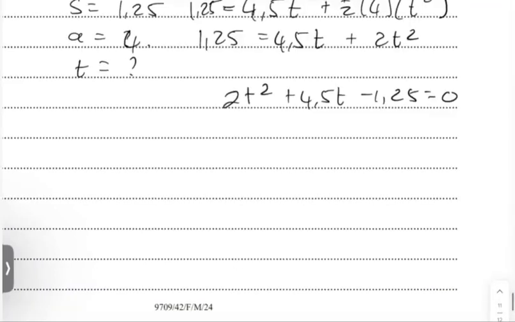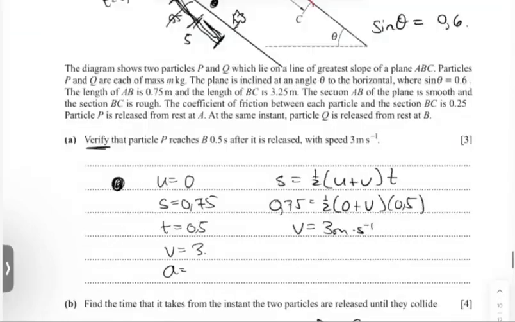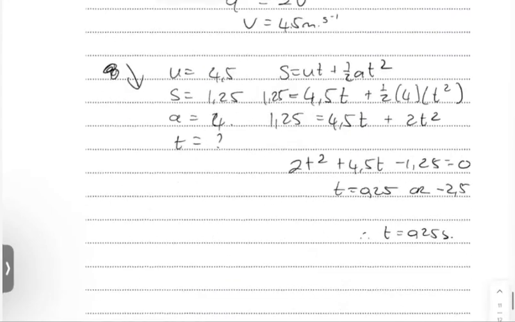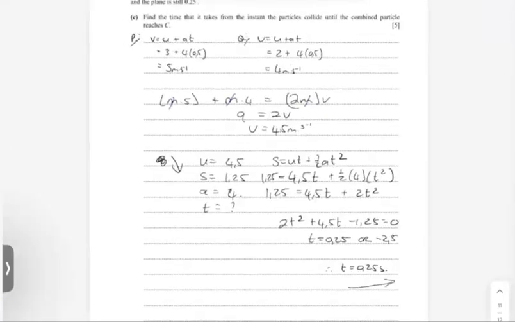And if I solve that, okay, I'm going to be using my quadratic equation. And I am getting a time of 0.25 seconds. Obviously, we can't work with negative time. Okay, so I just want to check, yeah, my distance was 1.25. Okay, and that will then be the time that it takes.